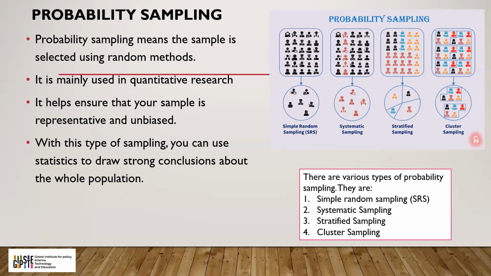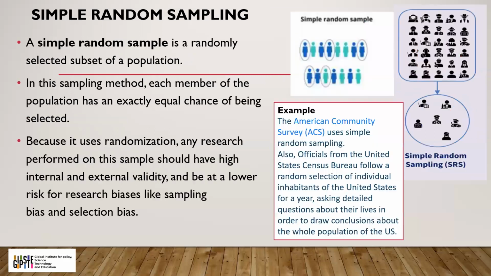First is the simple random sample. We have the systematic sampling. We have the stratified sampling. We have the cluster sampling. Let's look at simple random.